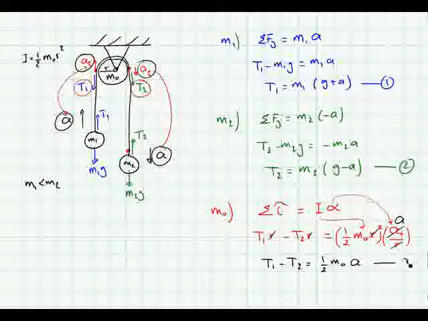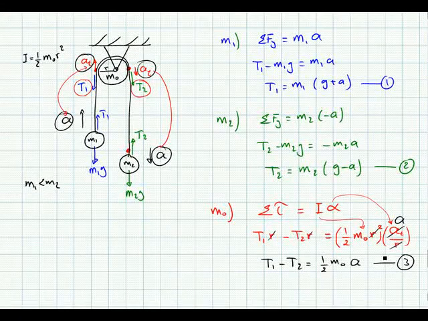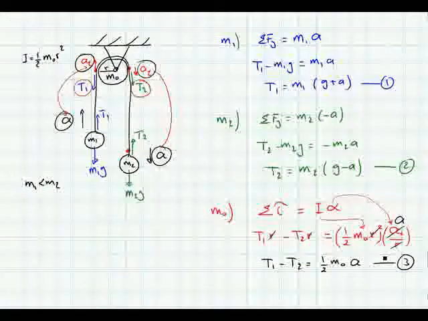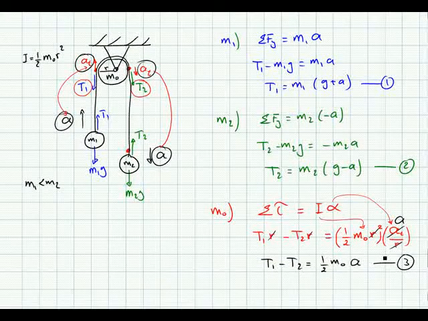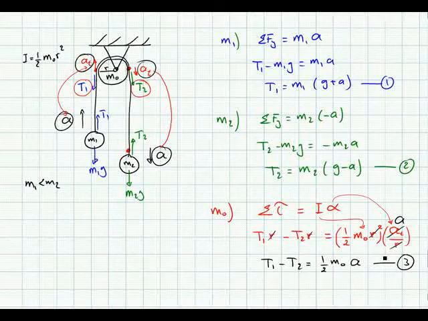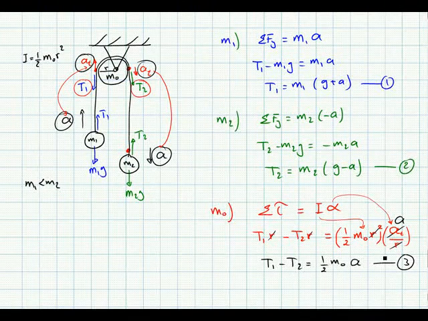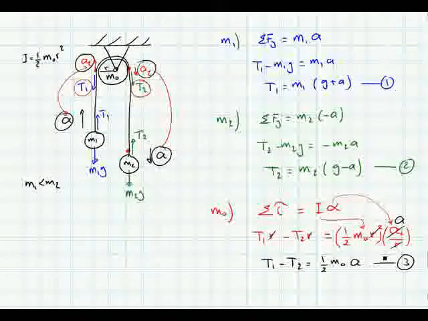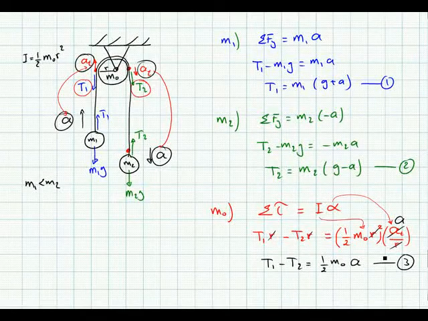So this is our third equation, and using these three equations now we can solve for T1 and T2, for example, and also a. So we can solve for T1, T2 and a. Three equations, three unknowns. Okay.